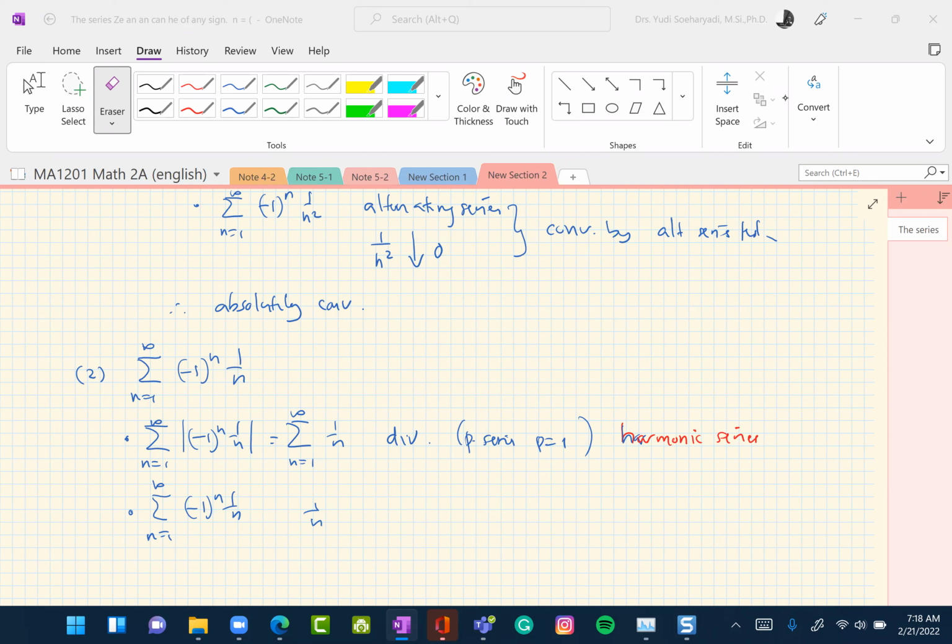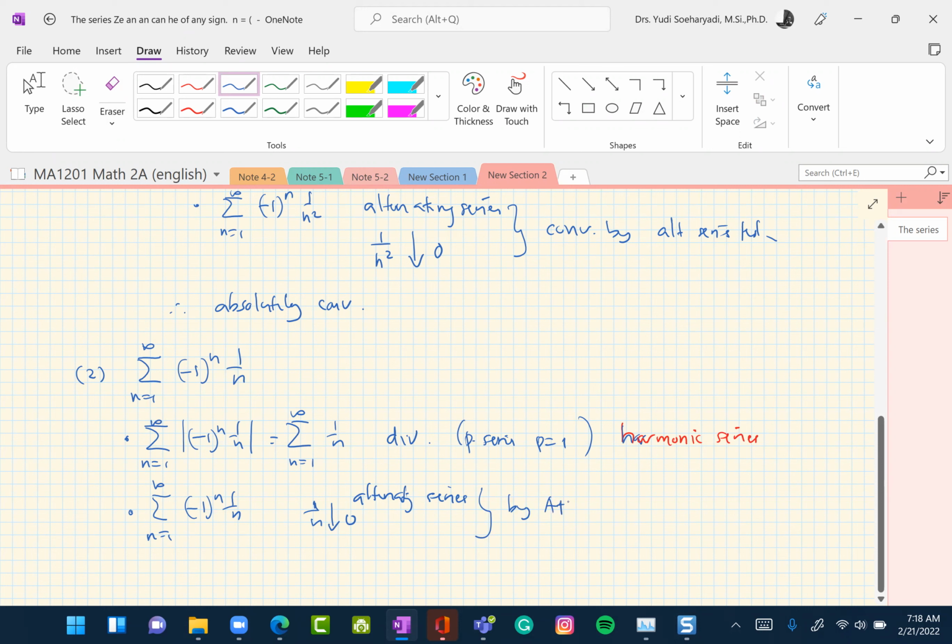This one, if we keep the sign changes, this is an alternating series. And the 1 over n term gets smaller and smaller, so by the alternating series test it converges. So this is what we call conditionally convergent.